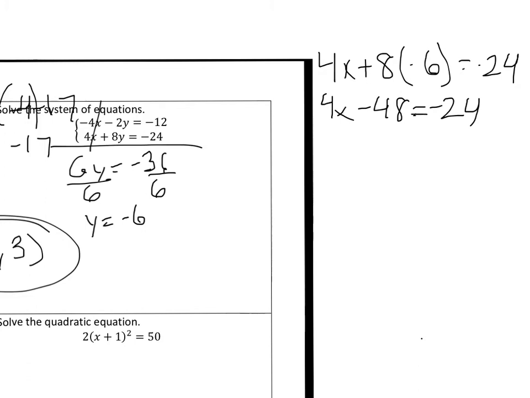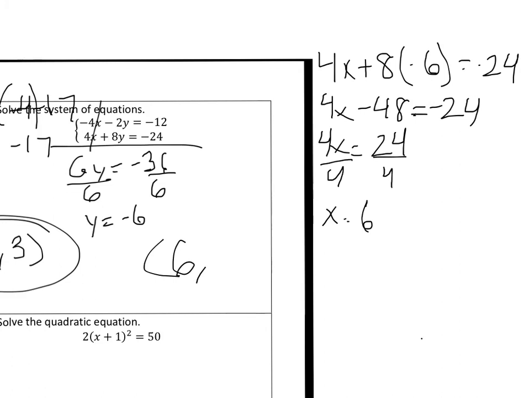And now let's just add 48 to both sides. Well, negative 24 plus 48 is going to be a positive 24. Divide by 4, divide by 4. X equals 6. And my coordinate has to be x comma y, so it's going to be 6 is the x value, and negative 6 is the y value.